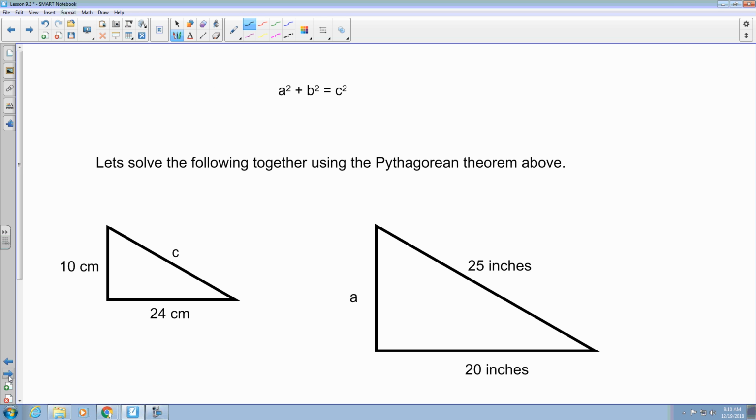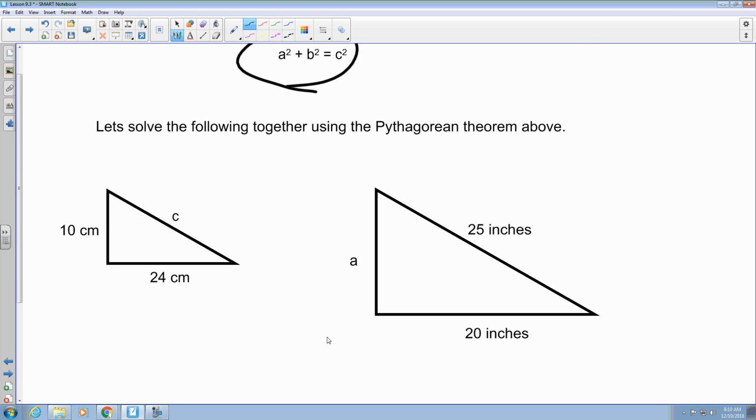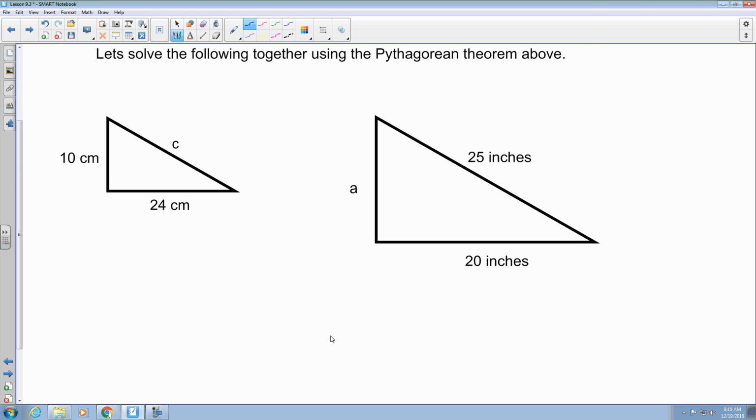Okay, I got these two examples here. It says, let's solve the following together using the Pythagorean theorem. So here's our Pythagorean theorem right here. What I'm going to ask you to do is, when you start solving these problems, knowing that they are right triangles like these two, we are going to start out by writing out the general formula, the formula that's above: a squared plus b squared is equal to c squared.